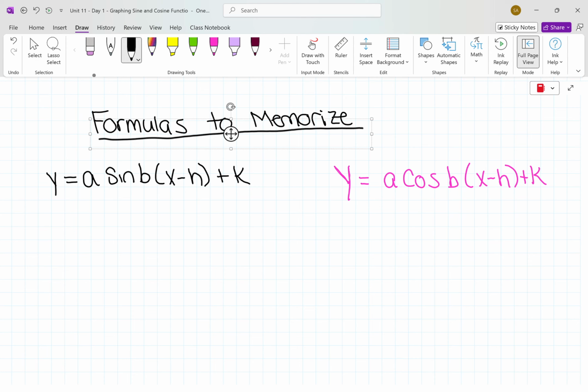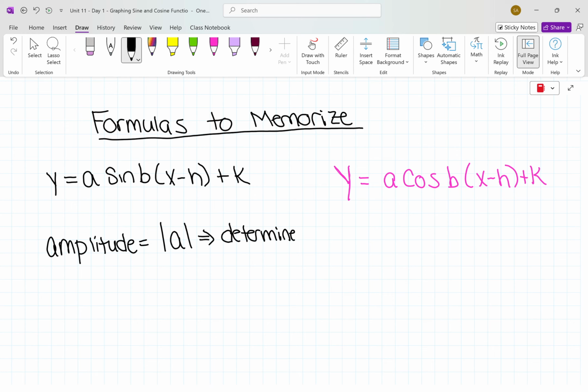For both of these, the amplitude is going to be found by taking the absolute value of a, and this essentially determines the height of the graph.